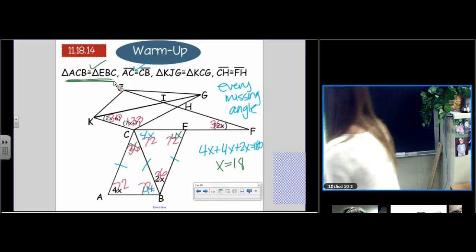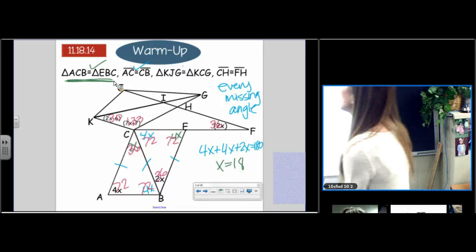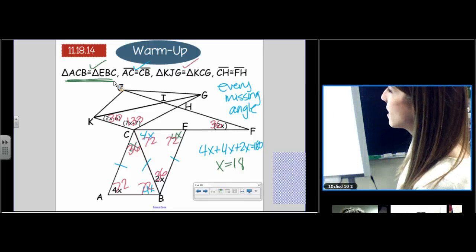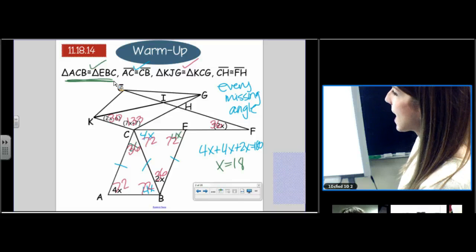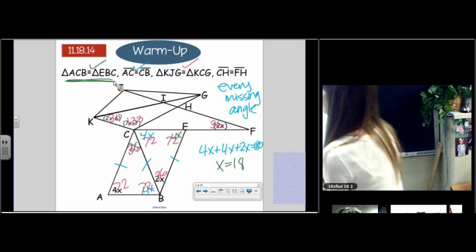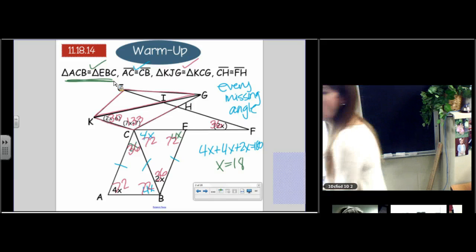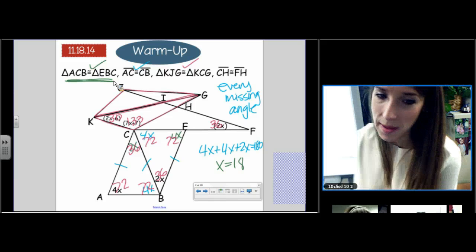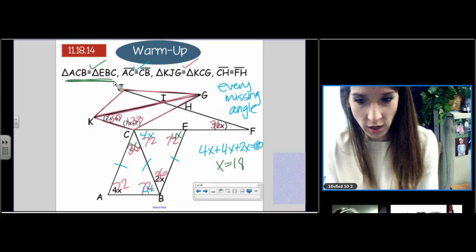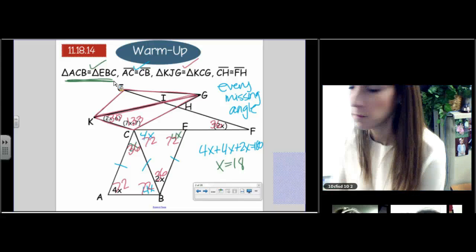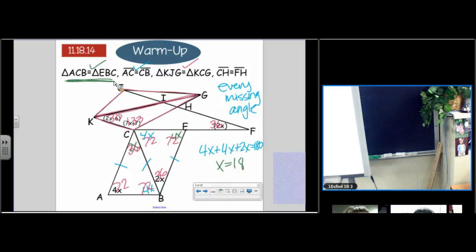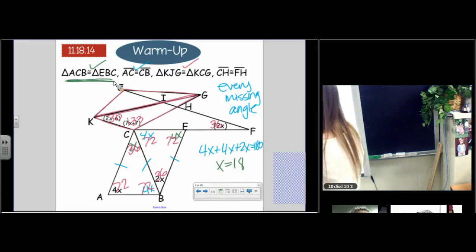The next given, triangle KJG is congruent to triangle KCG. So what that's saying is that these two triangles are the same. It's like a line of symmetry. So I'm going to make KG kind of like my mirror, and I'm going to flip everything because they're congruent. So 30, 30, 133, 133.